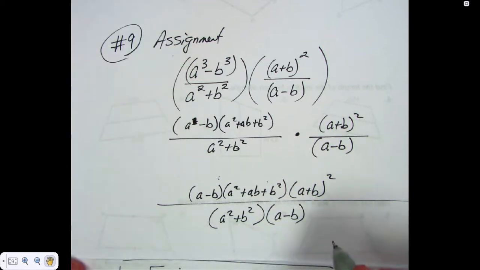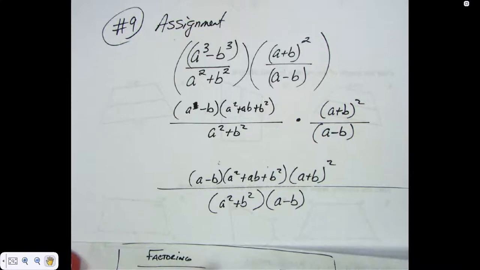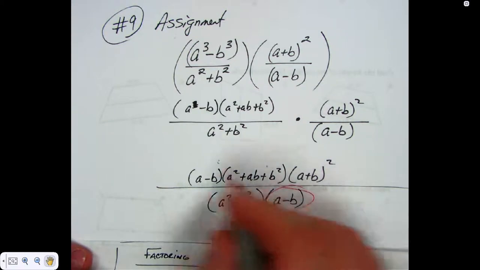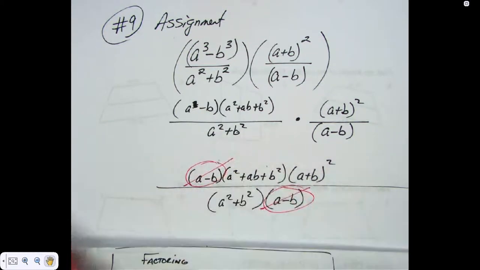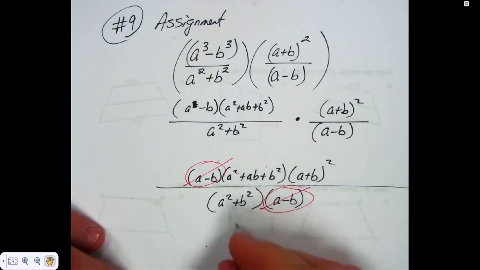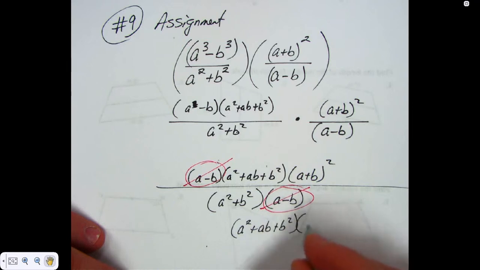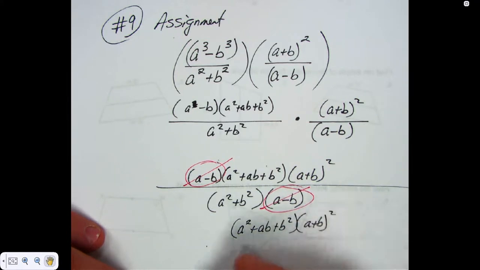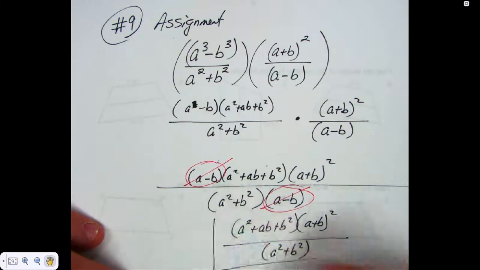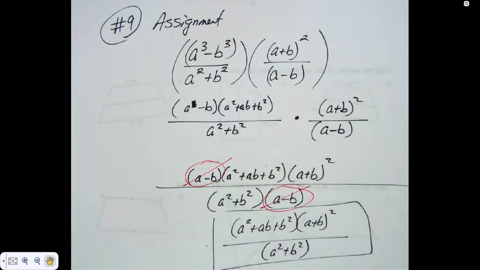Now, do we see anything that's the same that can cancel? The a minus b and the a minus b. So these cancel out. These two cancel. So as a result, and what I want you to write as your answer for right now, a squared plus ab plus b squared times a plus b quantity squared over a squared plus b squared. And that's your answer. That's good enough.